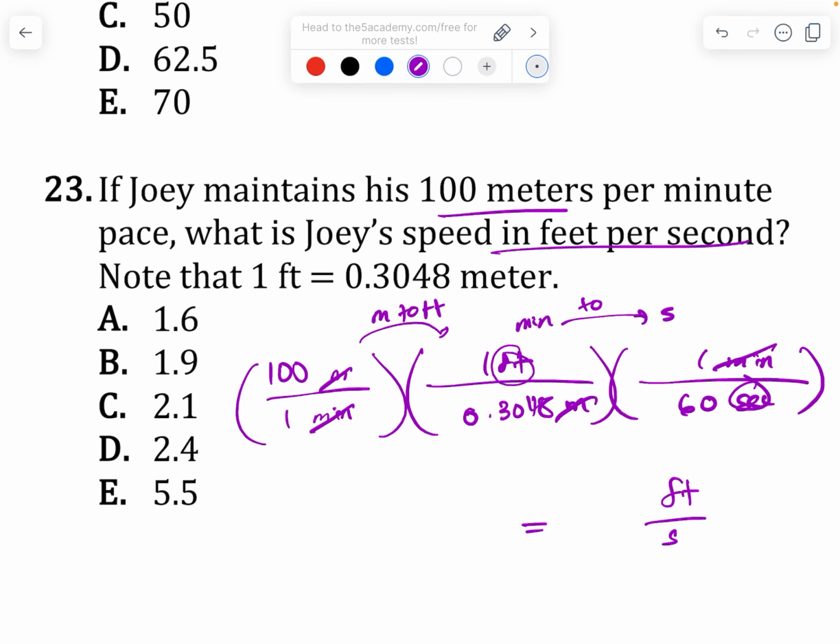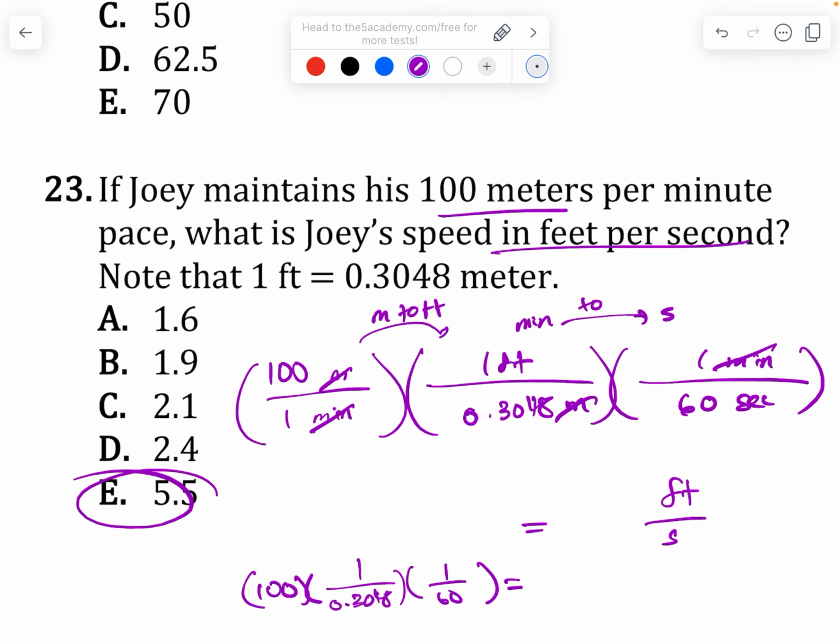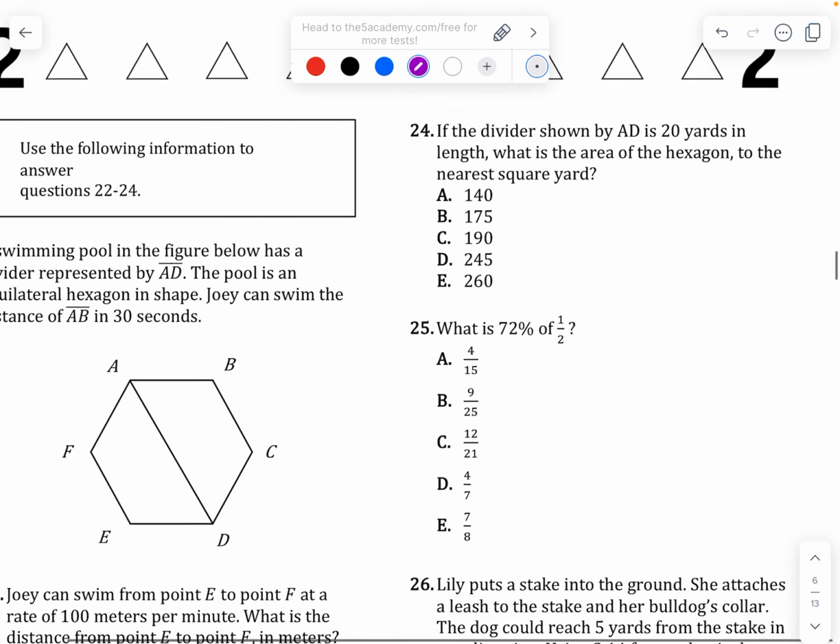Feet per second. And you can evaluate this just without the units, right? Now that you know you have the units right, 100 divided by 0.3048 times 1 over 60 is equal to, I'll do it on my calculator because I'm not going to do that in my head. So 100 divided by 60 divided by 0.3048, 5.46. All right, that's it for that one.